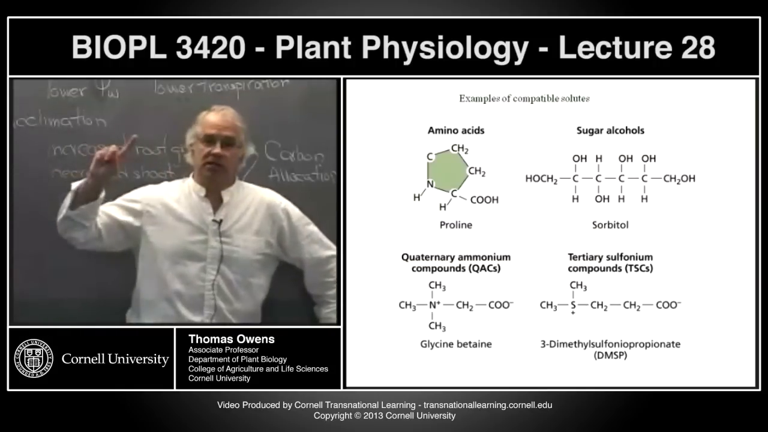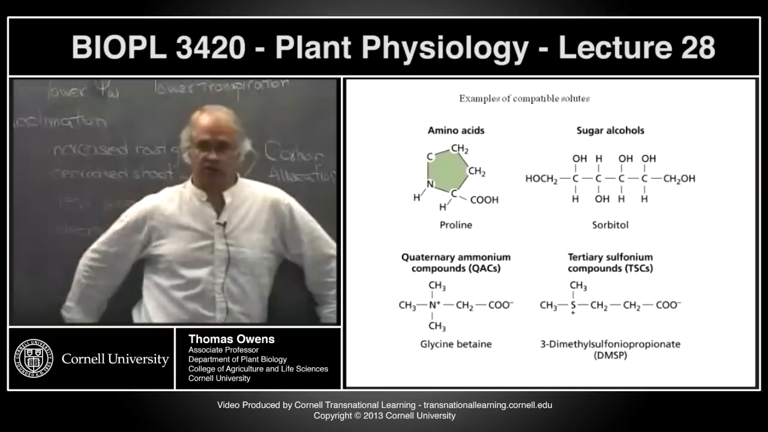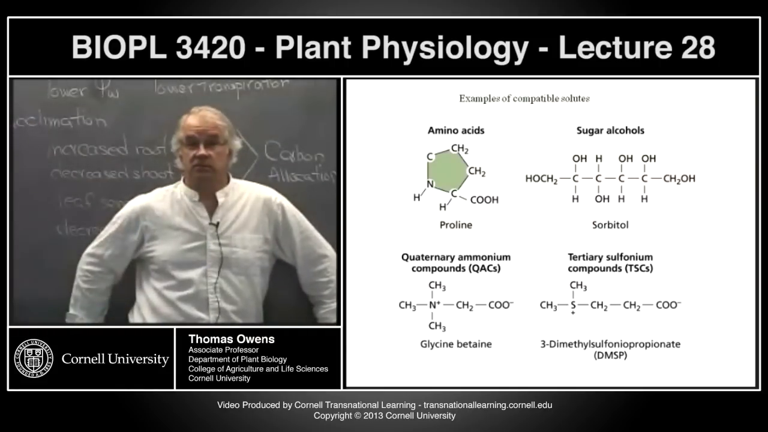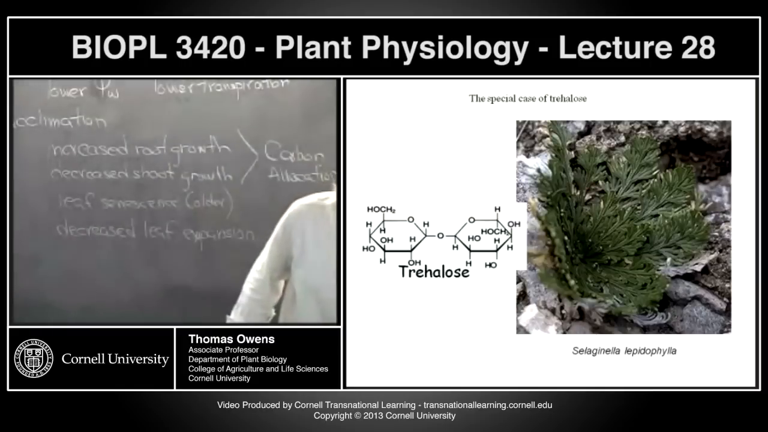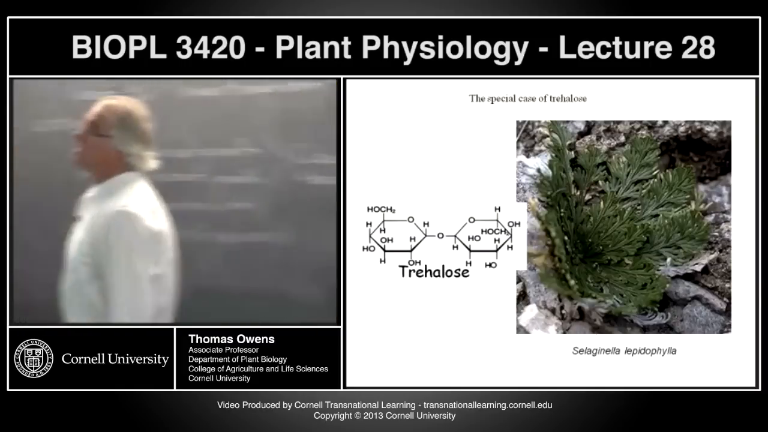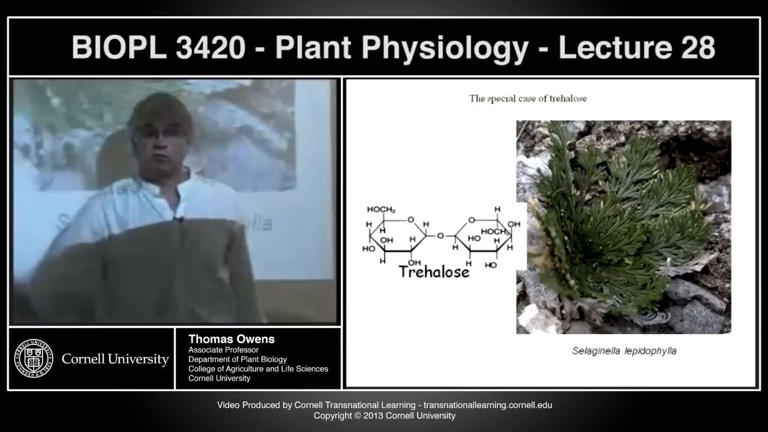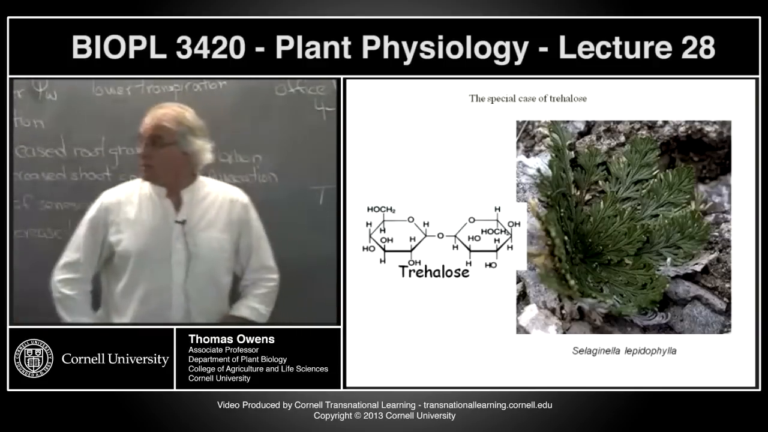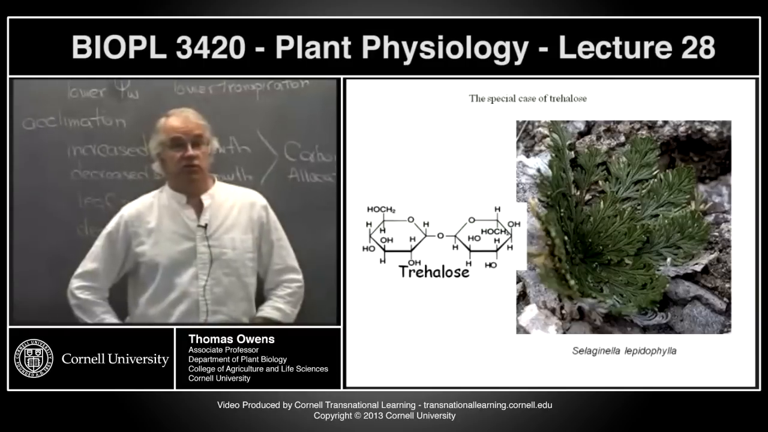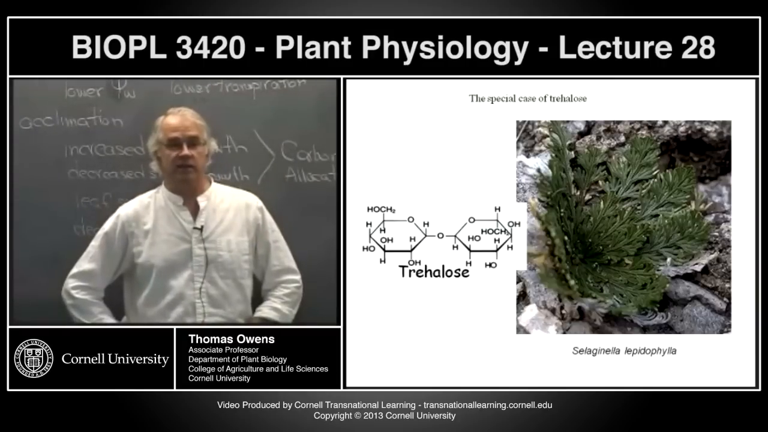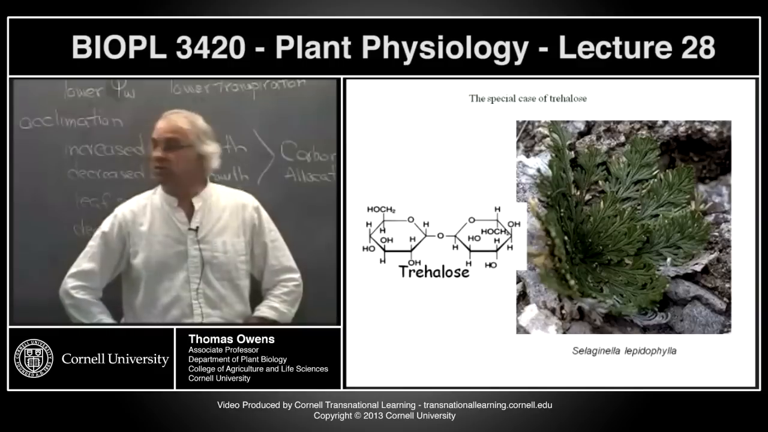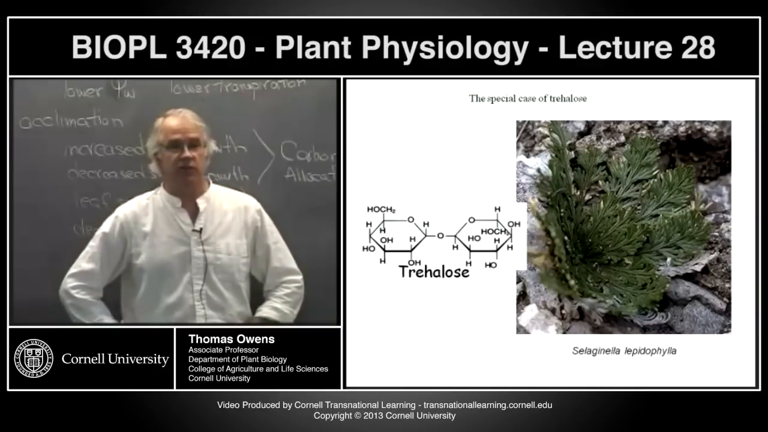Interestingly, the most common compatible solute in life is not on this list. The most common compatible solute in life is a disaccharide, trehalose. It's two glucose molecules linked together. The place that we see trehalose in the plant kingdom is in a few groups of mosses, they're club mosses. They're often referred to as resurrection ferns.